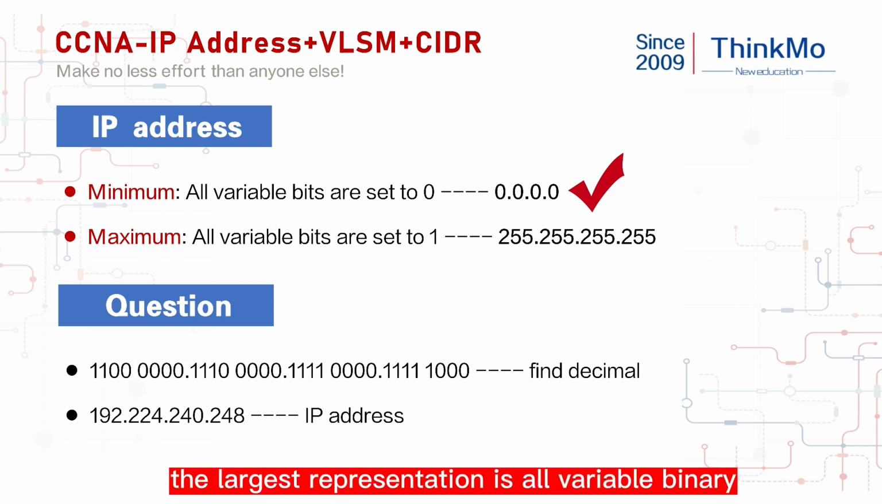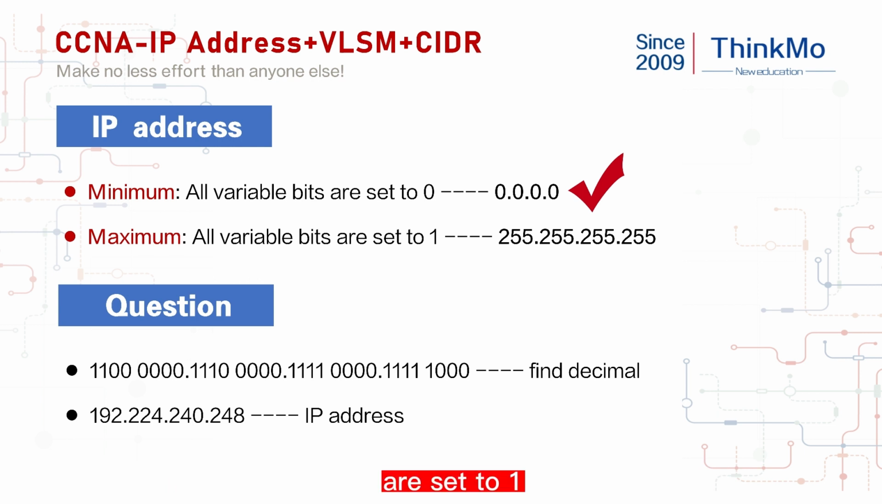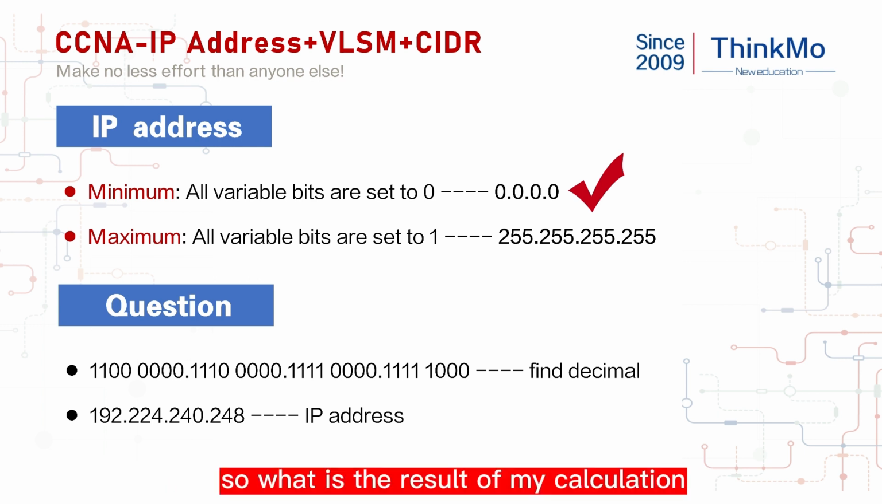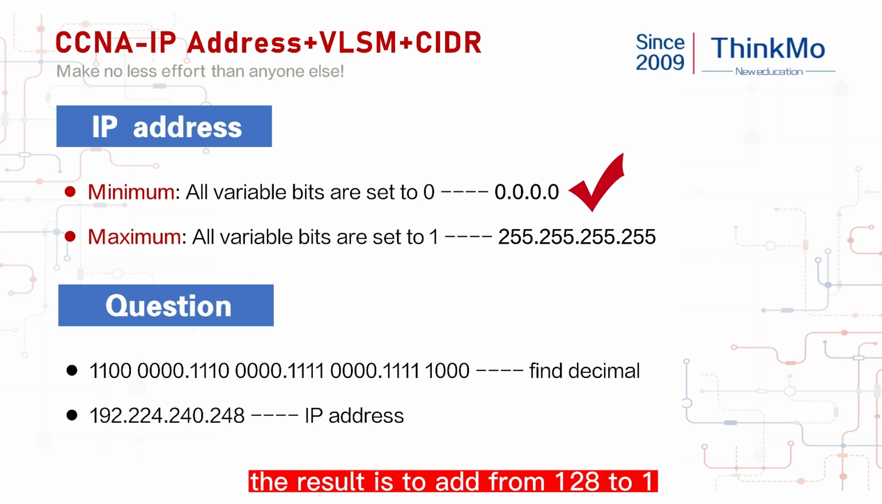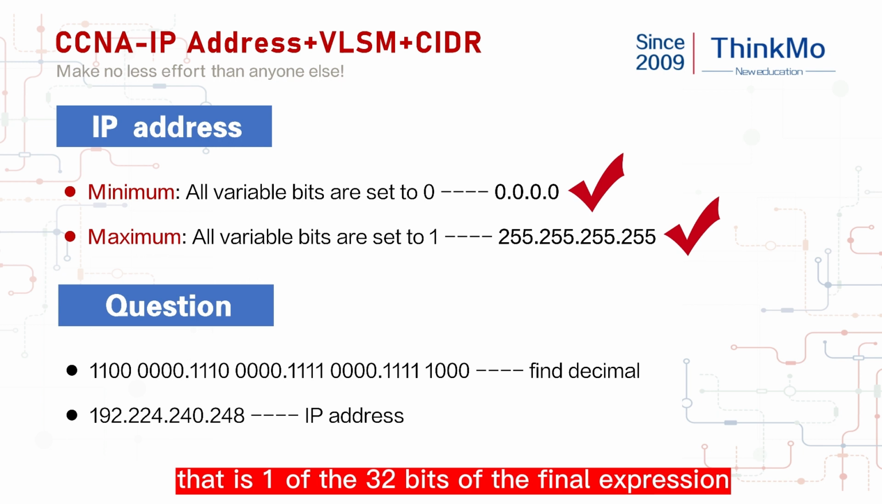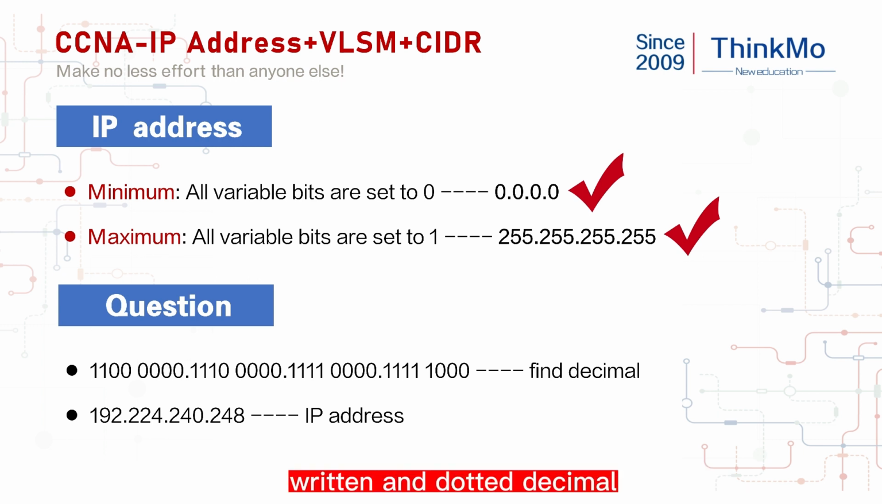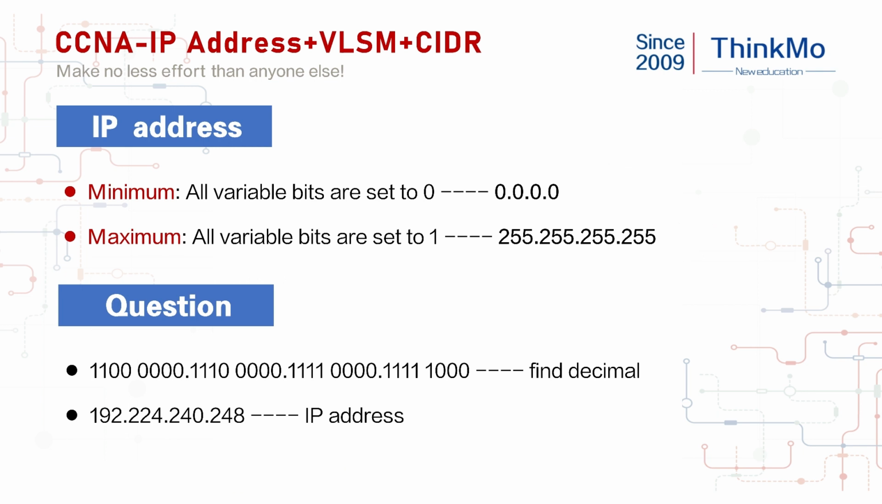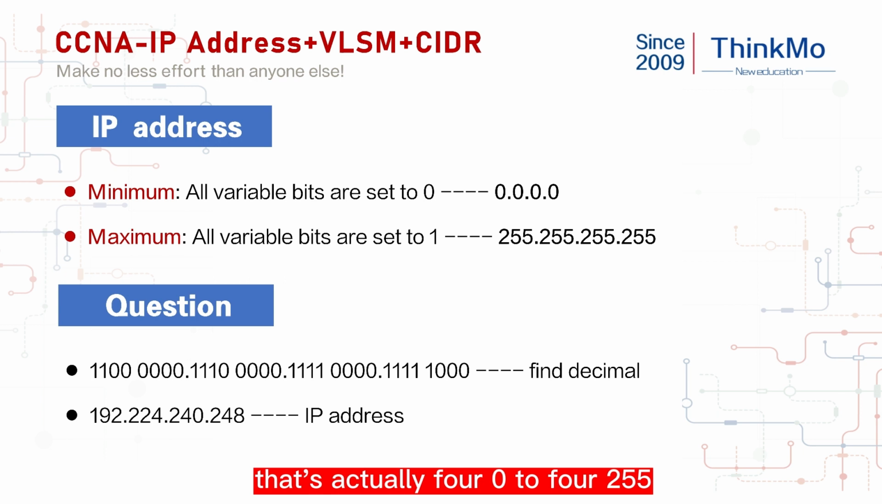0.0.0.0. The largest representation is when all binary bits are set to 1. So what is the result of my calculation? The result is to add from 128 down to 1, which is 255. Remember this number. 255.255.255.255. That is, the final expression of the 32 bits, written in dotted decimal, is four 255s. You should know these too. This is what we call max and min. Everyone will find that IP addresses have a maximum and a minimum. That's actually four 0s to four 255s. This is the overall range of IP addresses.